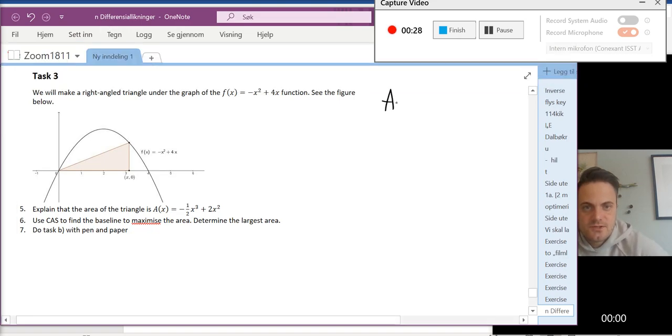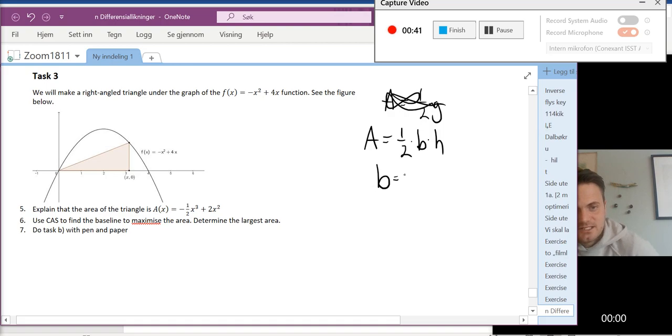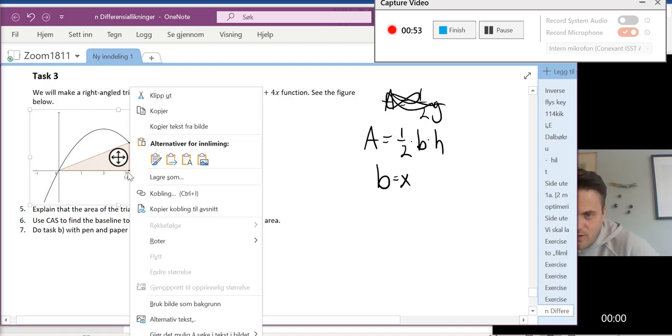And again, we start with the formula for the area of such a thing, which in English I guess is like this. It's 1/2 times the baseline times the height, and the baseline here is equal to x. We have to identify what x is here. We're going to find an area function as a variable of x, and it's a function of x, so we have to identify x, and x is the x coordinate of this point here.